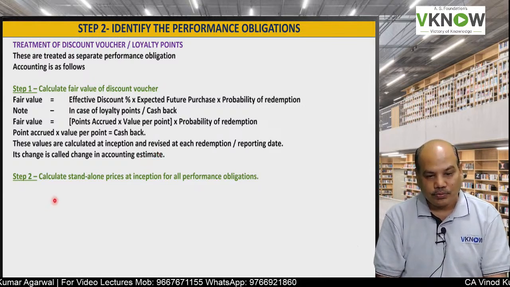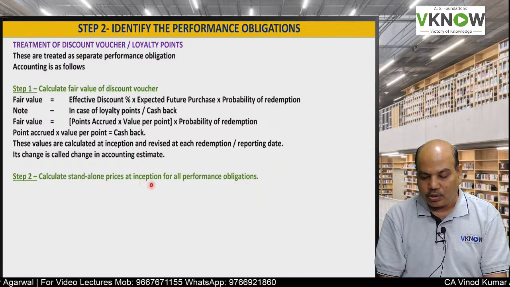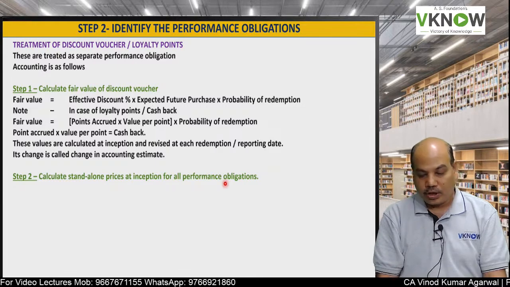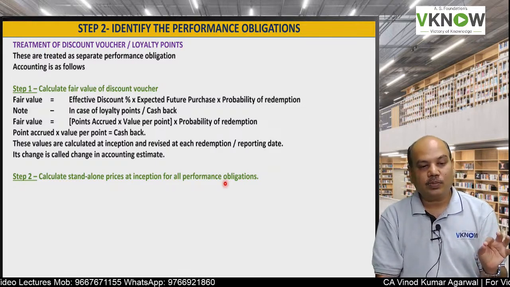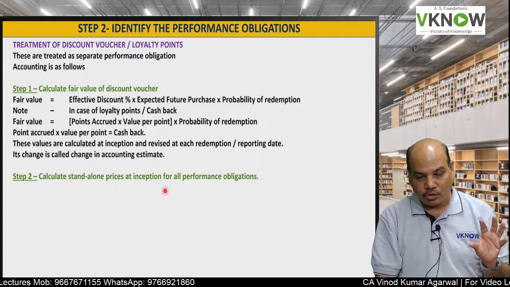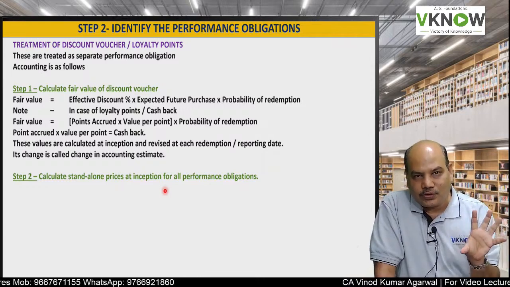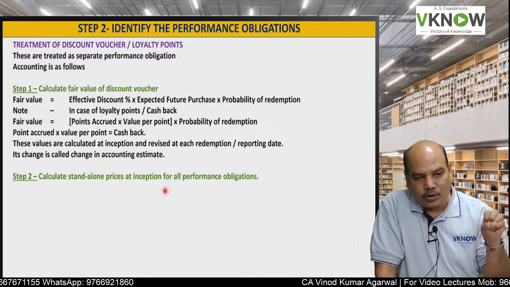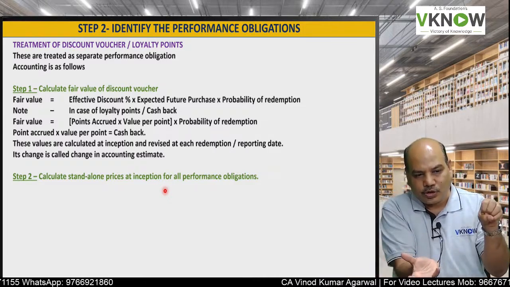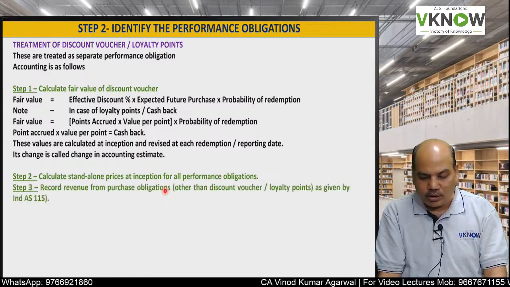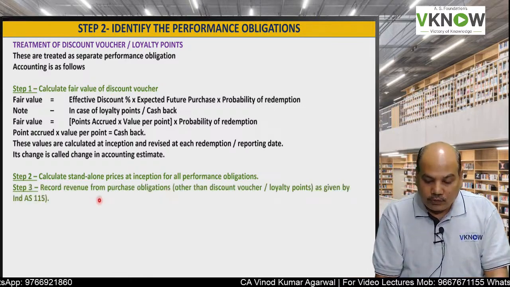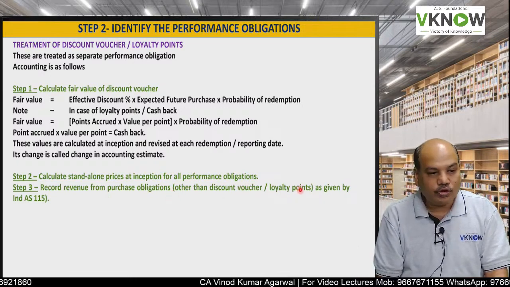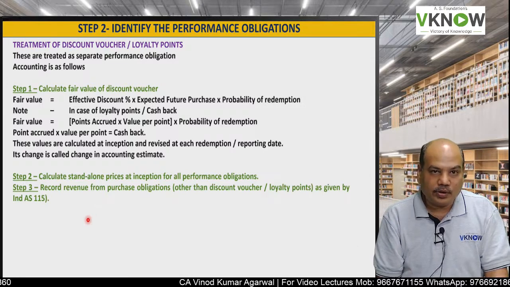Step number 2 is to calculate standalone price at the inception for all performance obligations. Even discount voucher and loyalty point is a performance obligation. So if you are selling goods of 10,000 rupees with discount voucher, there are two obligations. One is goods and one is discount voucher. So you have to find out the standalone price, record revenue from performance obligations other than discount voucher or loyalty point as per Ind AS 115.